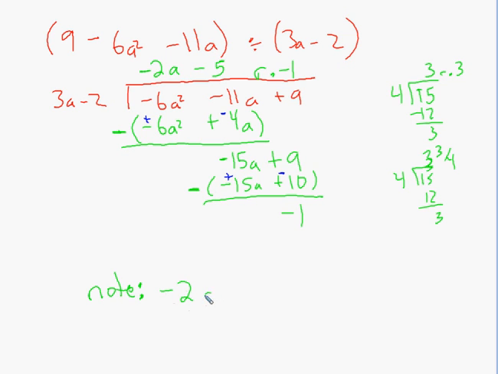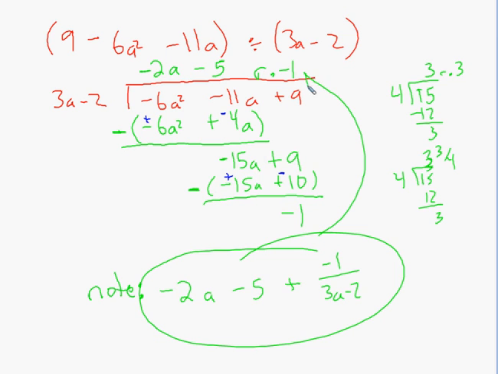I would write it as negative 2a minus 5 plus negative 1 over 3a minus 2. This is the same as this, and your book alternates between which one it wants you to write. They mean the same thing. Okay? Remainder negative 1, see? Over that, just like this 3 over that 4. Same idea.